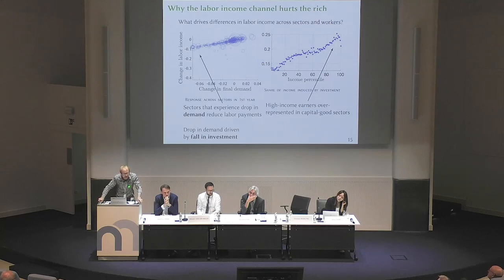So the low income people tend to work in restaurants, accommodation, retail. Those are not capital goods sectors. And the high income people tend to work more in manufacturing, engineering, and so they would suffer more from this drop in investment.